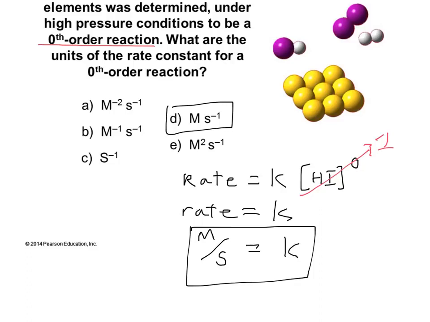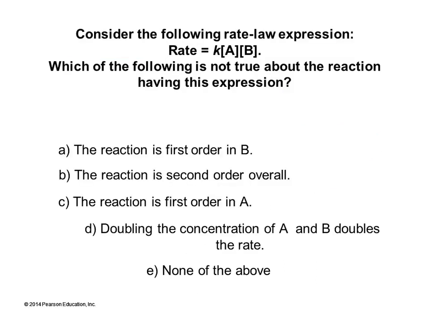Use that -1. Consider the following rate law expression. Rate is equal to a constant times the concentration of A times the concentration of B. Which of the following is not true about the reaction having this expression? The reaction is first order in B. Yes, whenever there's no exponent shown, it's 1. The reaction is second order overall. Well, it's first order in B and first order in A, and 1 plus 1 is 2. So that's correct. The reaction is first order in A, yes.